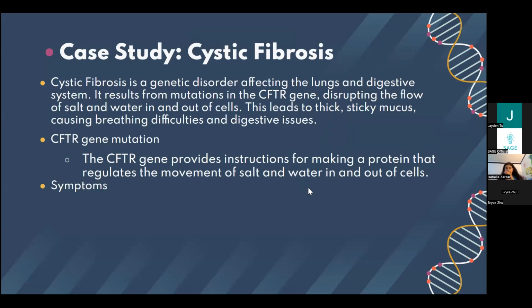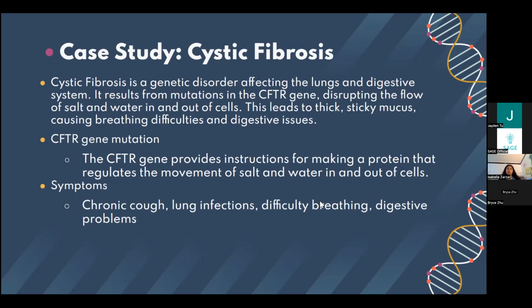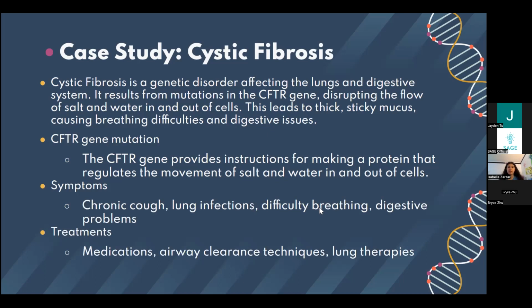So when there's a mutation in that gene, it basically disrupts its function. It can make it not function correctly. And when it's not functioning, then the flow of salt and water in and out of cells is also going to be disrupted. So that leads to cystic fibrosis. Some of the symptoms are chronic cough, lung infections, difficulty breathing, and digestive problems, and some treatments include medications, airway cleaning techniques, and lung therapies.